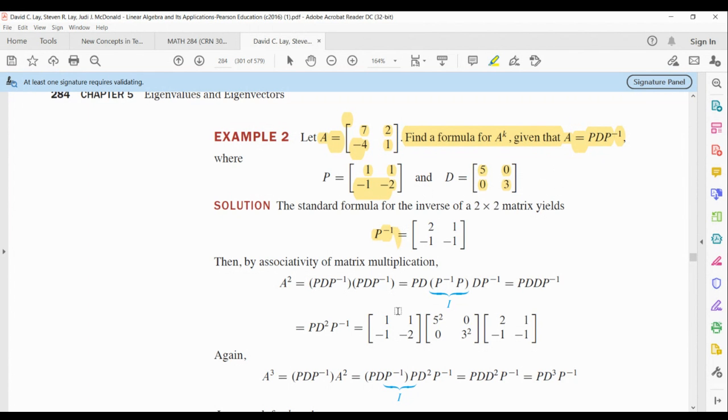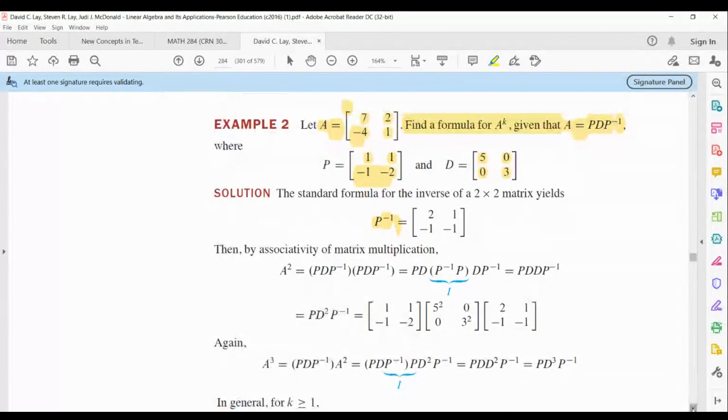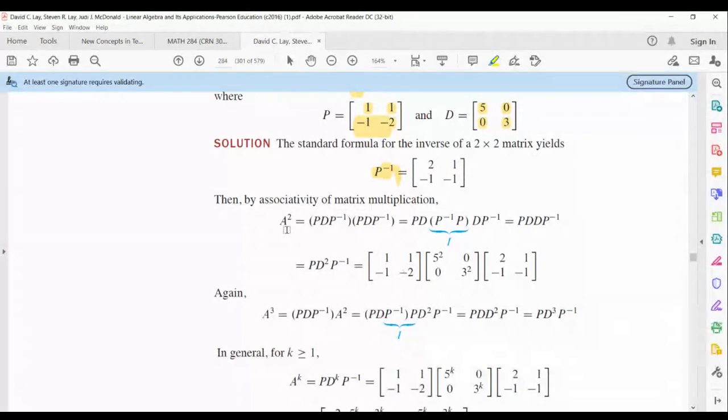So P inverse, you can use the formula for finding an inverse for a 2 by 2. Okay, and let's just do this piece by piece to derive a formula for A to the kth power. So A squared would equal P times D times P inverse times P times D times P inverse.